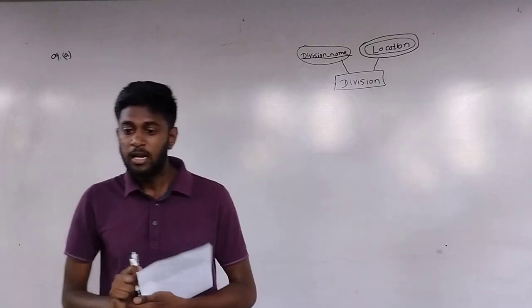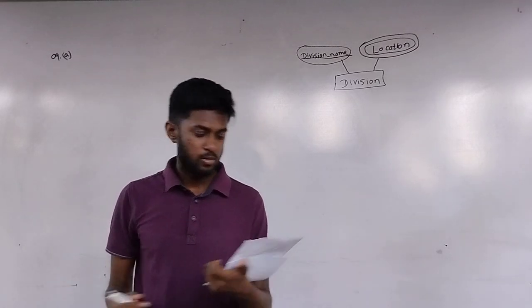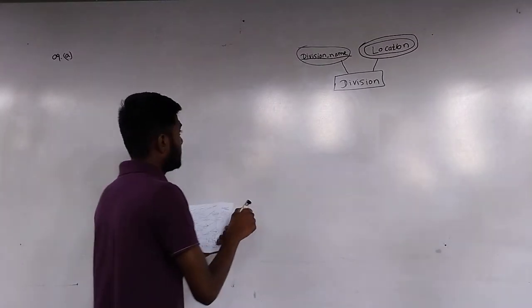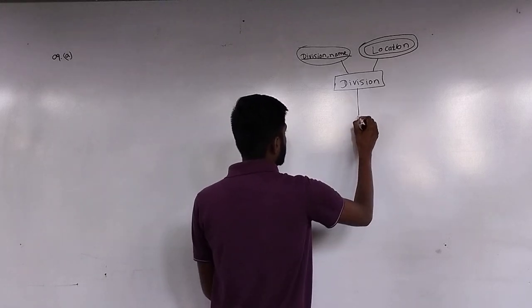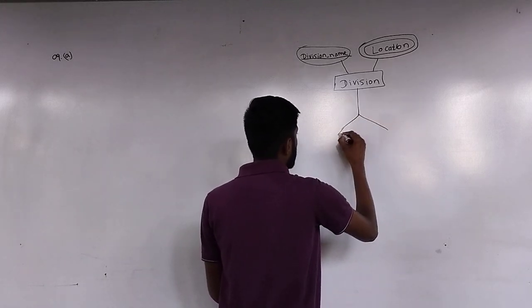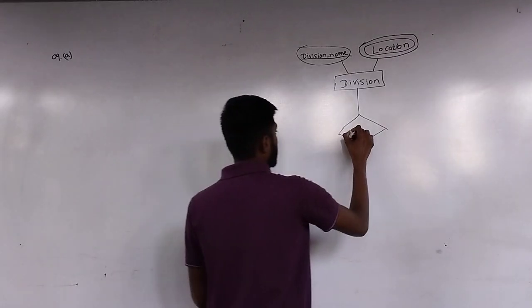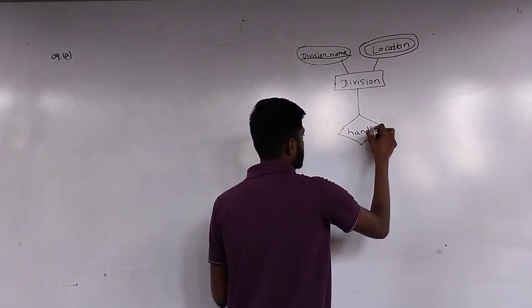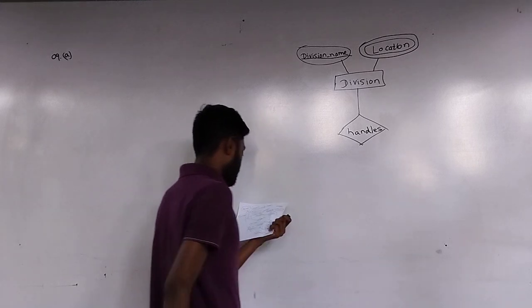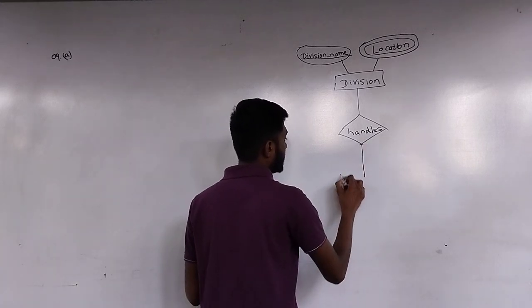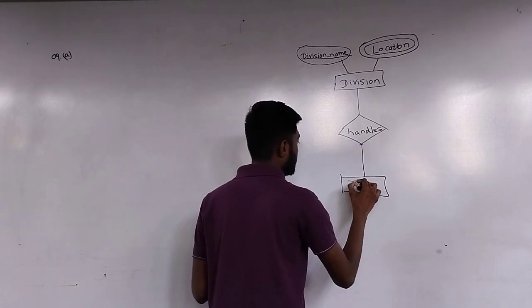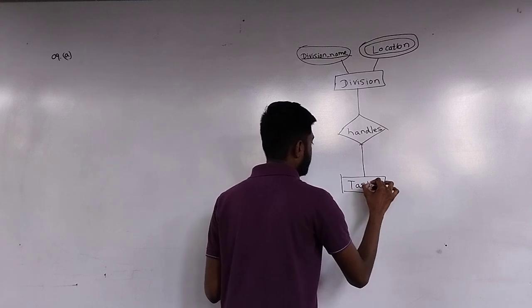Move forward. A division handles a number of tasks. So let me have the tasks down. The relationship should always be a verb. I have taught you the basic rules already. So let me say handles. It should be a verb. Task. So task is another entity.